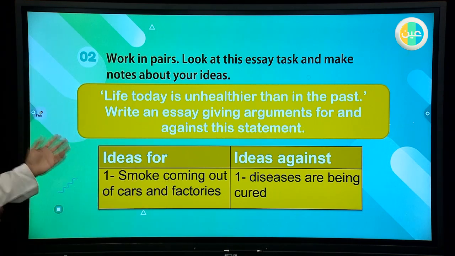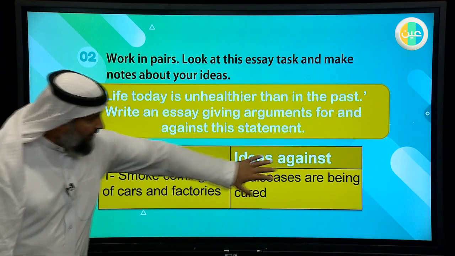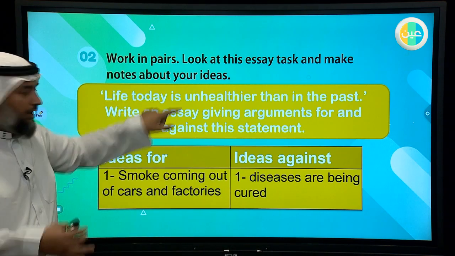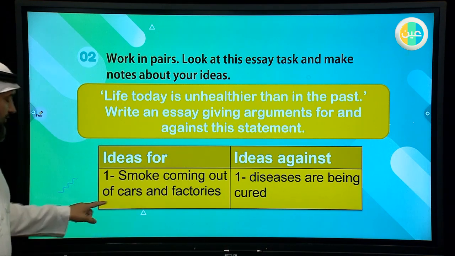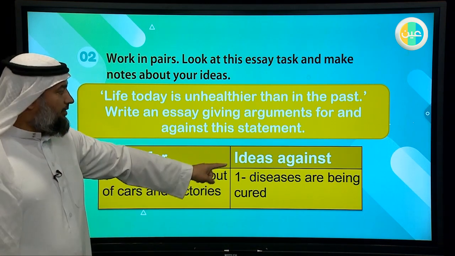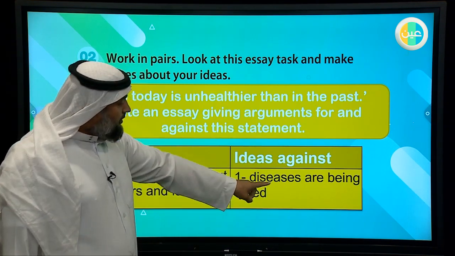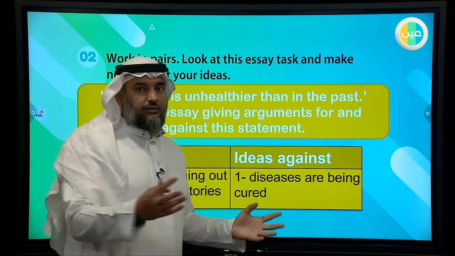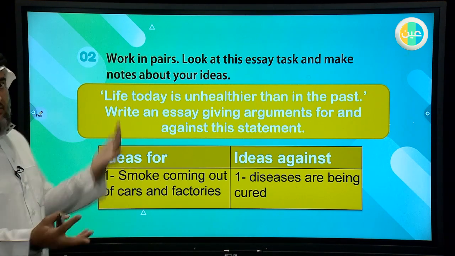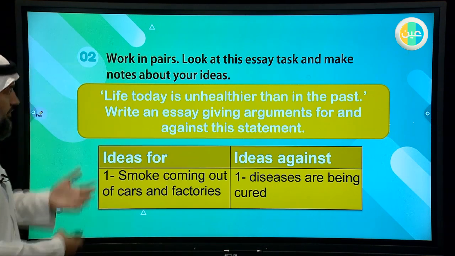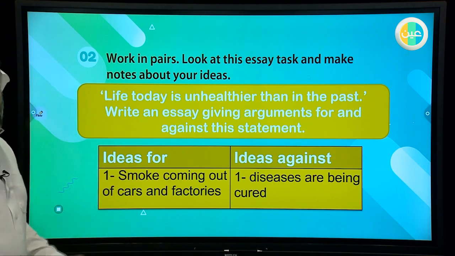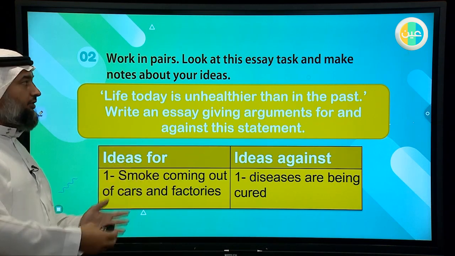Okay? Ideas for it. So these are some; you should write your ideas here. I gave 2 ideas. Now, for life today is unhealthy, you say, smoke comes out of cars and factories. That's unhealthy. Now, ideas against this, you say, diseases are being cured. So people or doctors are curing diseases. So these are the things that are for it and against it. So try to write notes, and then we're going to listen to an article or an essay. We're going to read it together, inshallah. Okay?